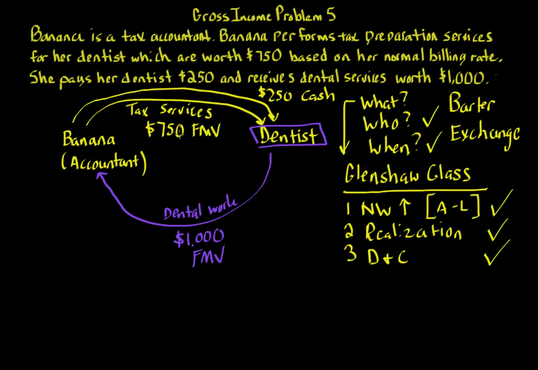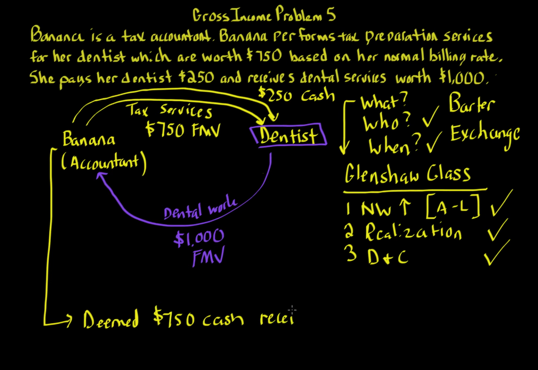If banana performed services worth $750 for the dentist, and the dentist did not perform the dental work, what would happen? Well, this would be a deemed $750 of cash received by banana. Again, think about it like this. Constructively, if dentists did not have dental work that banana could have, but dentists wanted banana's services, then dentists could pay banana $750 in cash.